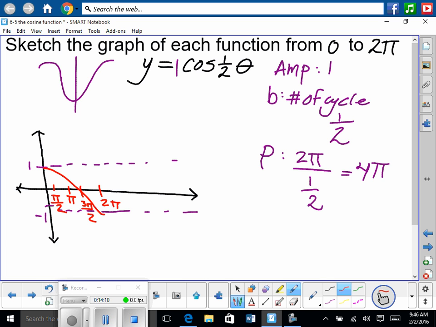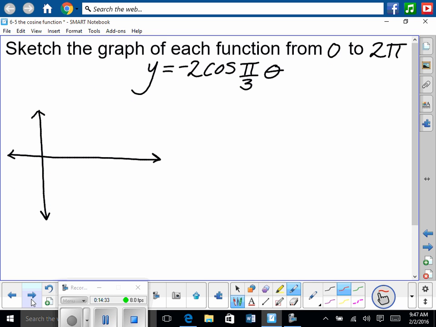How do you know where you start? Cosine starts right here if it's not shifted, and we will shift it later. It starts up here. If it's positive cosine, it shoots down and up. This is what a cosine function looks like. You start up, down, up. There, that's a little bit better. Like you start up here, Miss. Yeah. Okay, all right, moving on to the next example.